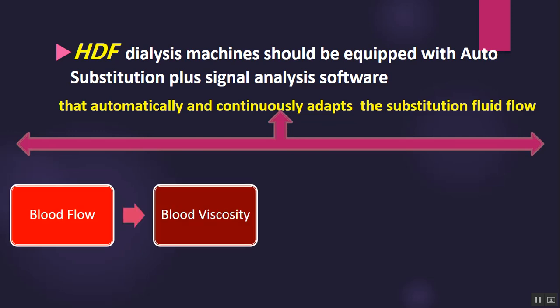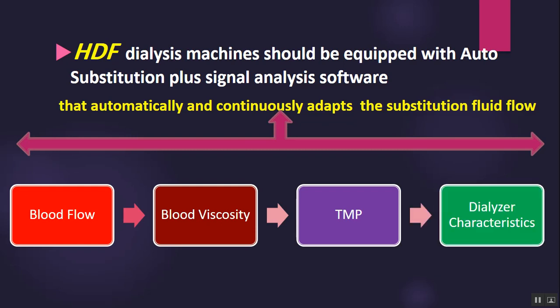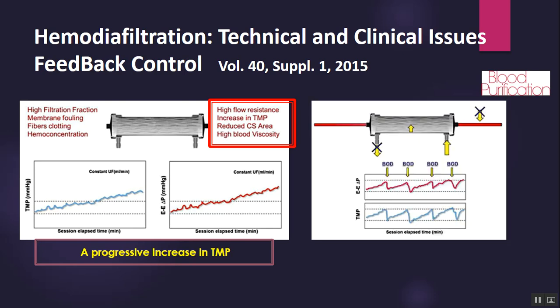Hemodiafiltration depends on blood flow and extensive ultrafiltration, making a high blood viscosity, with subsequent increase in transmembrane pressure, and depends on dialyzer characteristics. In the hemodialysis machine, there is a feedback control, meaning that مع زيادة في الultrafiltration through the whole length of the dialyzer, there is hemoconcentration and protein concentration, which makes the membrane fouled by proteins.